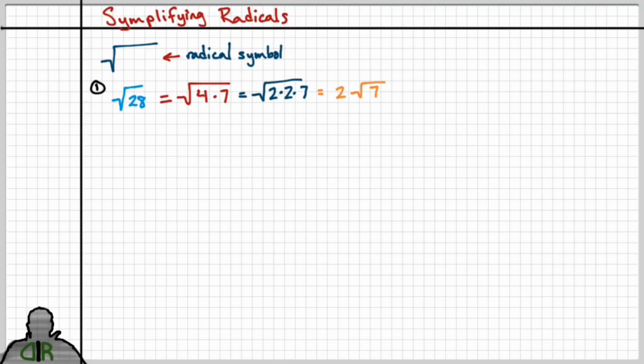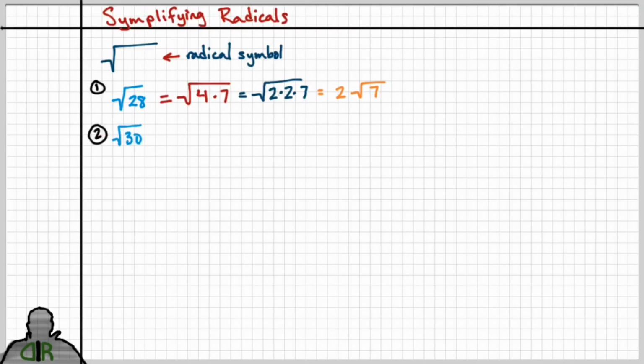Okay, so let's do another example, and that'll help. Can I do anything with the 7? No. That one is already factored out as low as it can go. So that one's done. And this actually right here would be our final answer for this. This is the fully simplified radical. 2 times the root of 7.